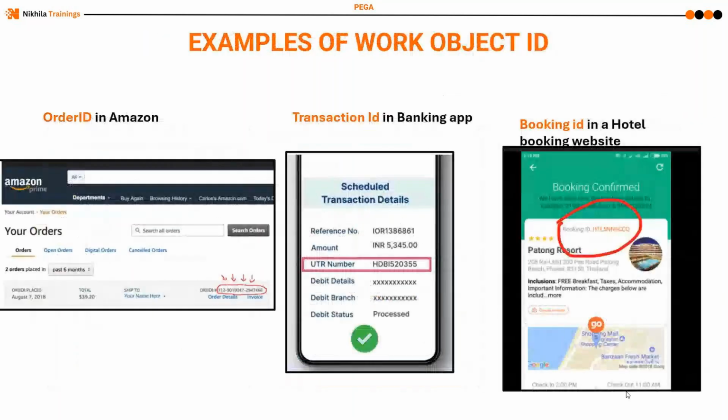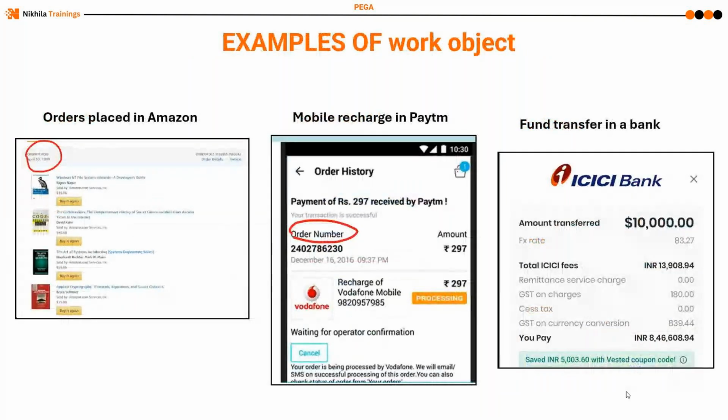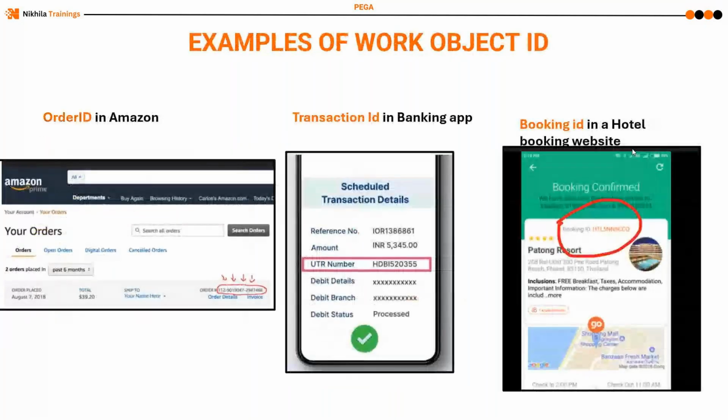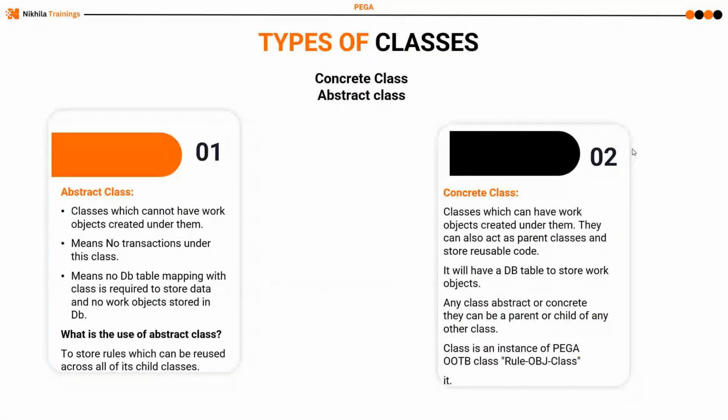Okay. So now all these are examples of work object IDs. If you see here, order placed in Amazon is an example of work object. Mobile recharge done in Paytm is an example of work object. A fund transfer done in the bank is an example of work object. Similarly, other examples: booking made on a booking website, and so on and on. All these are examples of work objects.